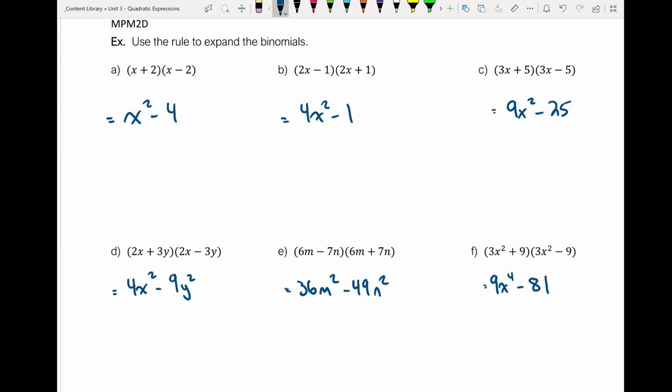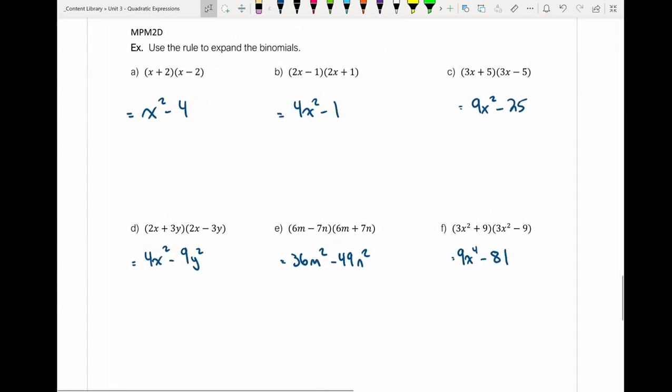minus 81. And again, if you were to go through and use the FOIL method, you would see, because there are opposite signs, that the middle term that we've seen before is canceled out. So that's why we're only left with the first and the last numbers squared.